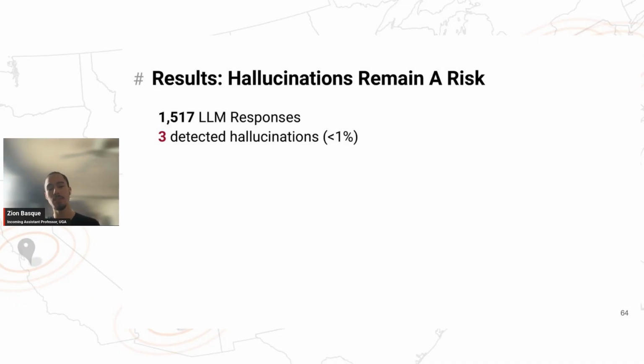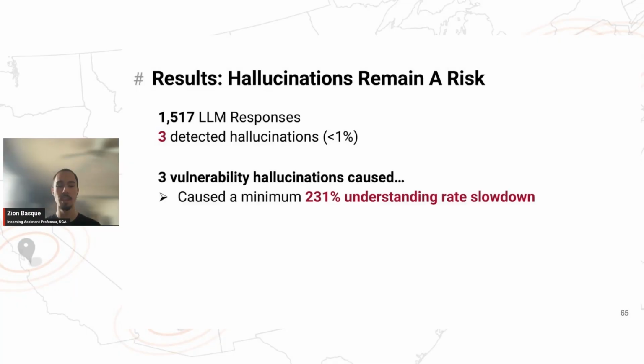Of the 1,517 LLM responses that we saw in our study, we only saw three hallucinations across every LLM response. And if you asked any AI expert right now, they would say this is an awesome metric, right? This is only three hallucinations out of 1,500. That is less than a 1% hallucination rate. However, this is not showing you the true story of the damage of these three hallucinations.